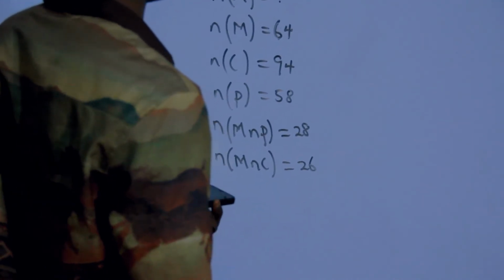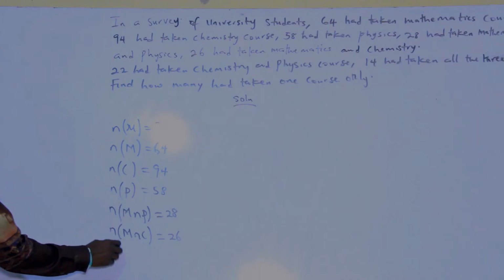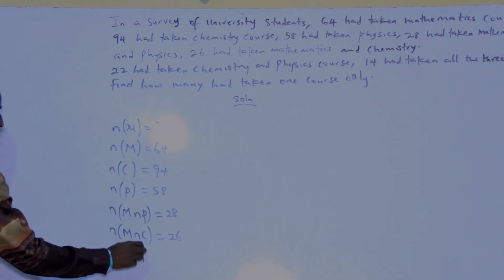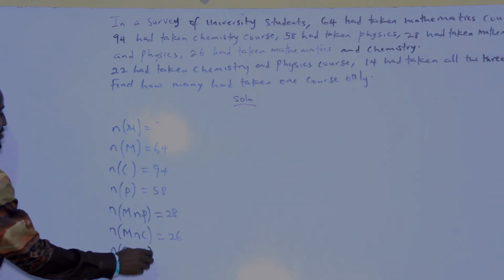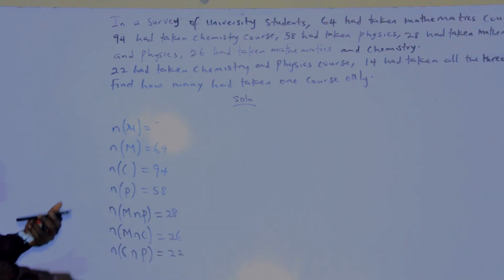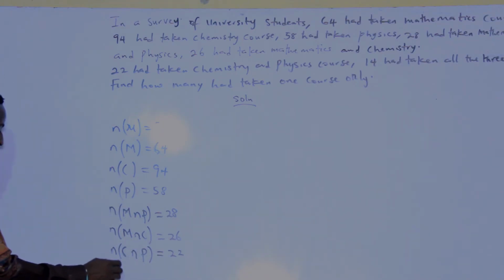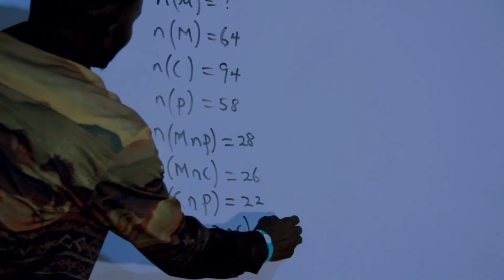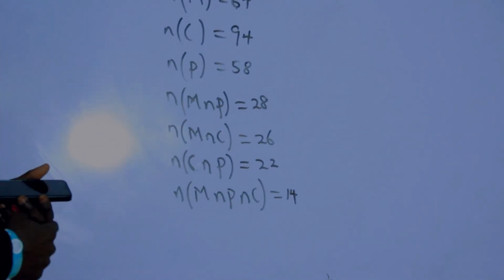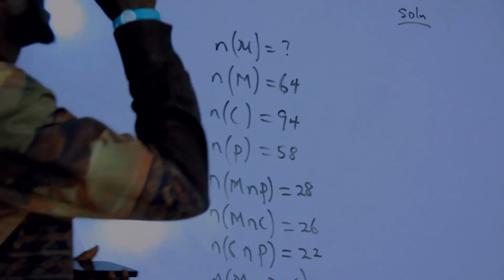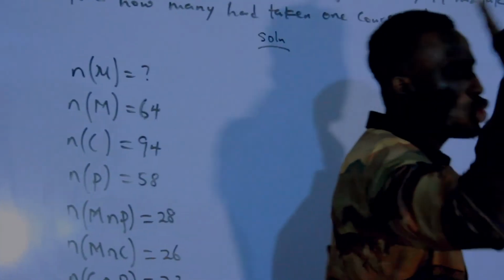Now they say 22 are taking chemistry and physics. Chemistry intersection physics is 22. Now they say 14 are taking all the three. So that means the number of those that take mathematics intersection physics intersection chemistry is 14. That is the total number of those that take all the three.